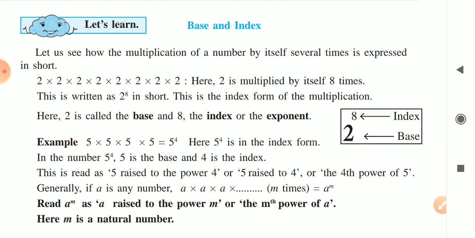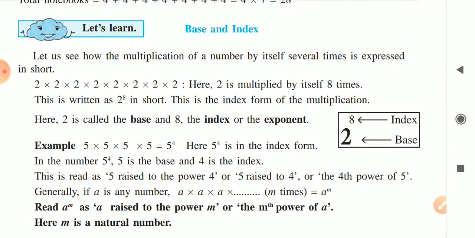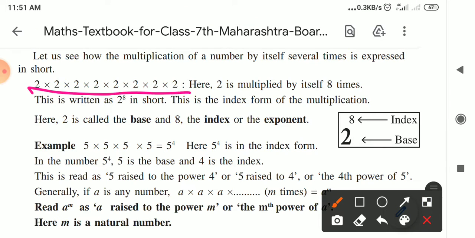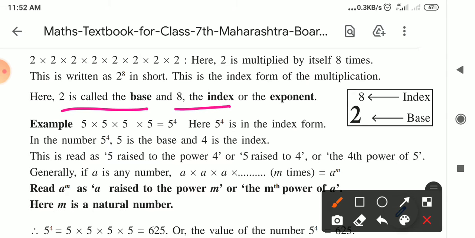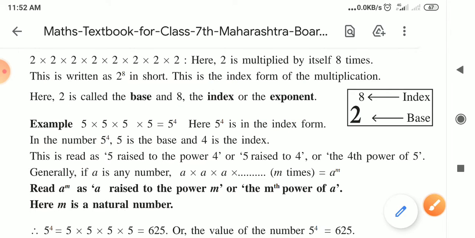Here, if you have to write such a long chain of multiplication of 2, it is a time consuming process. So for 2's multiplication 8 times, we can write it in this way also: 2 to the power of 8 or 2 raised to 8. The meaning of the index is how many times 2 is multiplied: 8 times. So 2 is a base and 8 is an index, and it is also called an exponent. Generally we use the word index only.